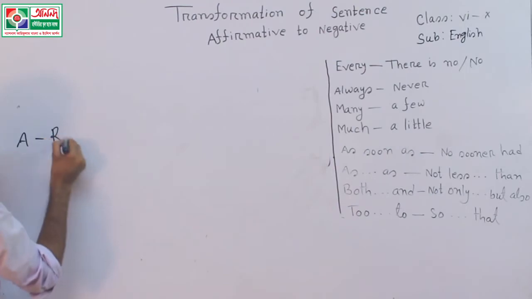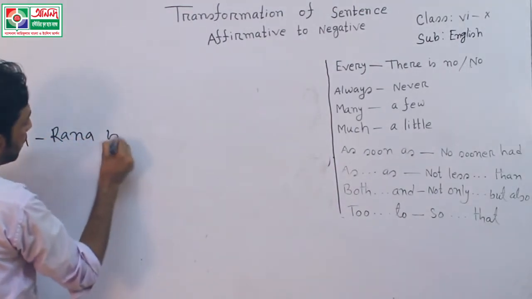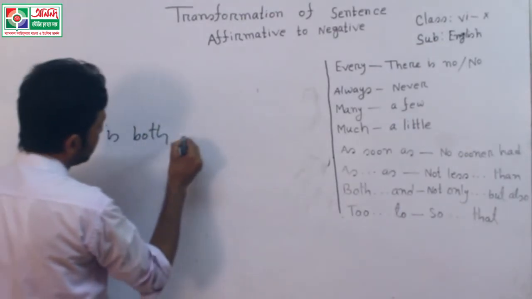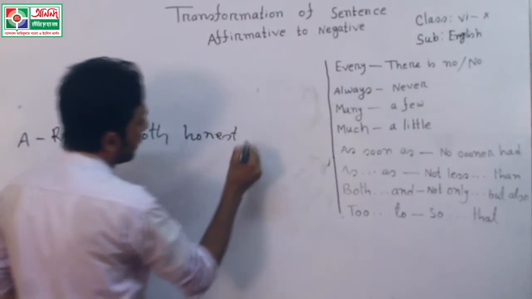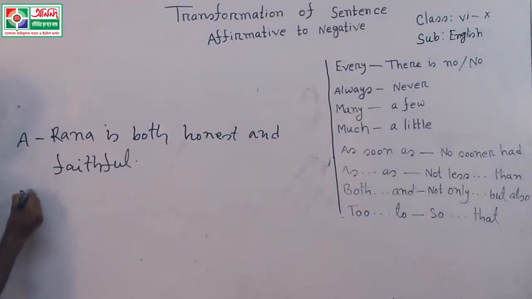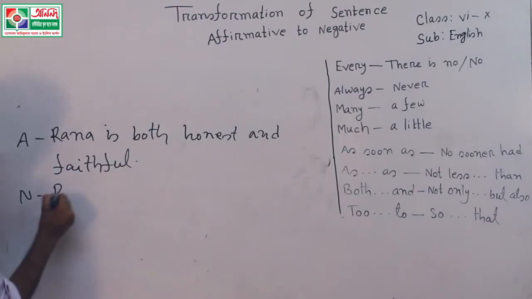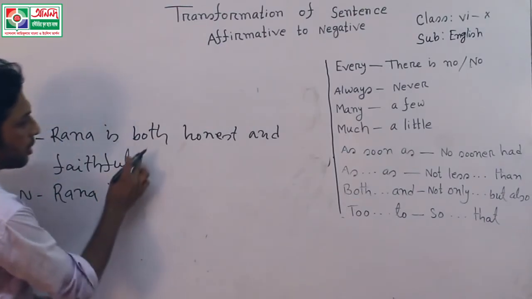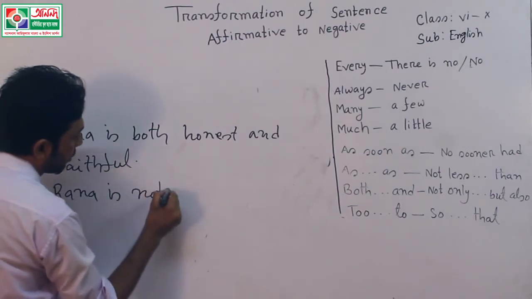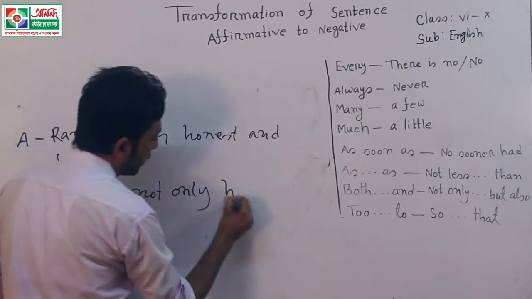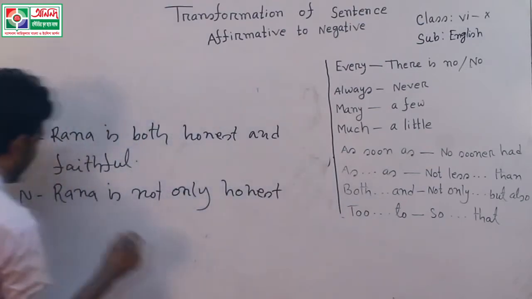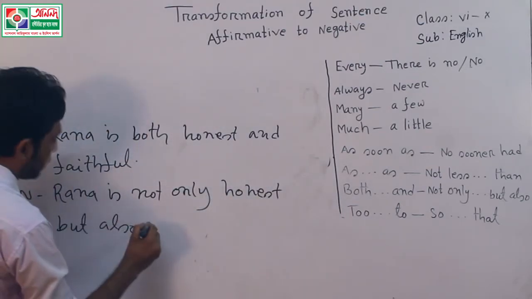For example, affirmative. Rana is both honest and faithful. Negative. Rana is, both is replaced by not only. After that, honest, and is replaced by but also, faithful.